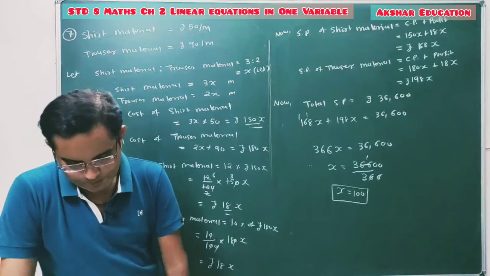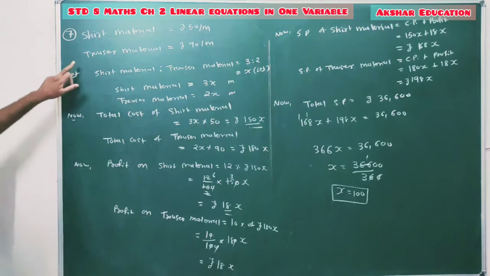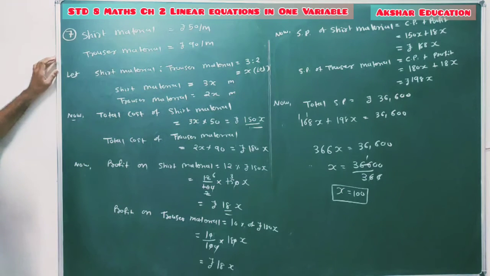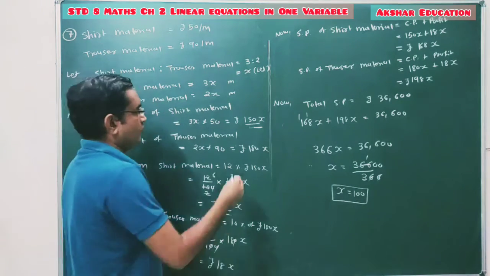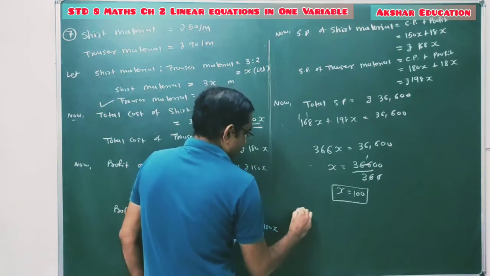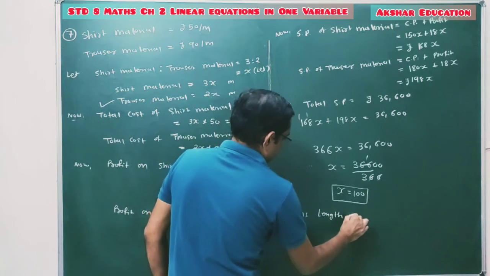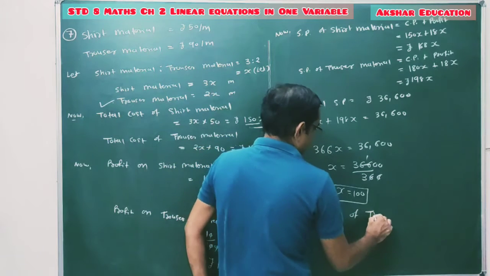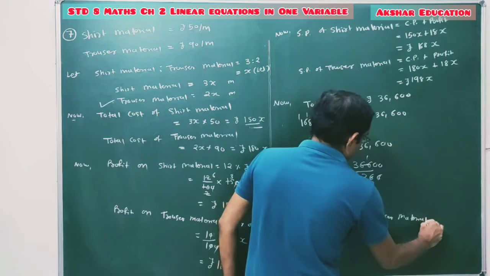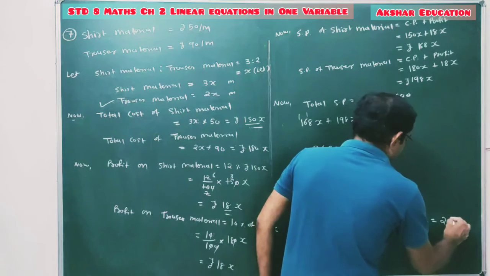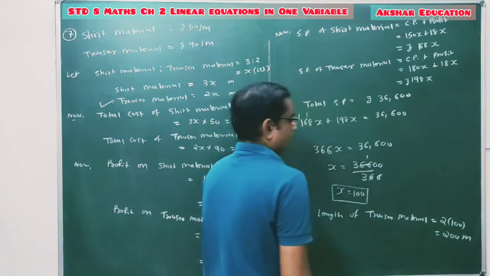The question is, how much trouser material did he buy? The length of trouser material is 2x meter. So x is 100. So the length of trouser material is equal to 2x, 2 into 100, which is equal to 200 meter. That is the answer.